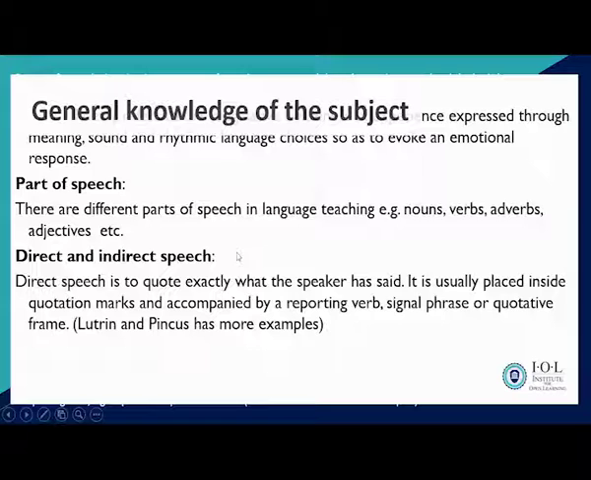Okay, we are in the language part where we are again talking about direct and indirect speech. What is direct speech? Direct speech is when the person is quoting exactly what the speaker has said. If you are saying it straight from the mouth of the speaker, that one is the direct speech. It's usually placed inside quotation marks and accompanied by a quoting verb.